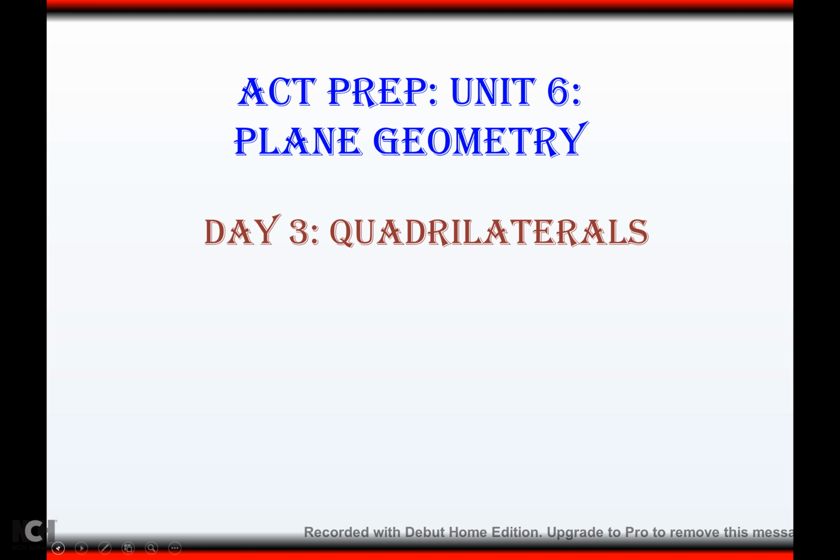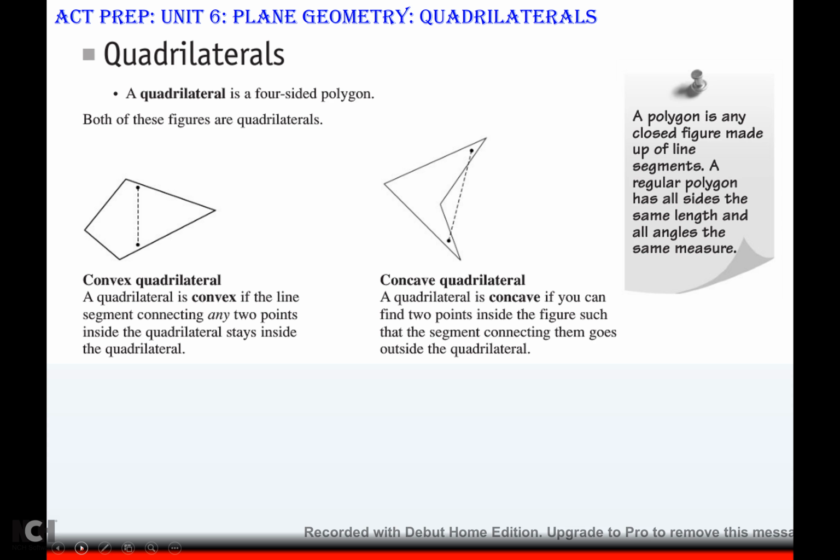We are on Unit 6, which is plane geometry, and today is day 3. We're going to talk about quadrilaterals. A quadrilateral is a four-sided polygon. Both of these figures are quadrilaterals. 1, 2, 3, 4 sides. 1, 2, 3, 4 sides. If it has 4 sides, it is a quadrilateral.